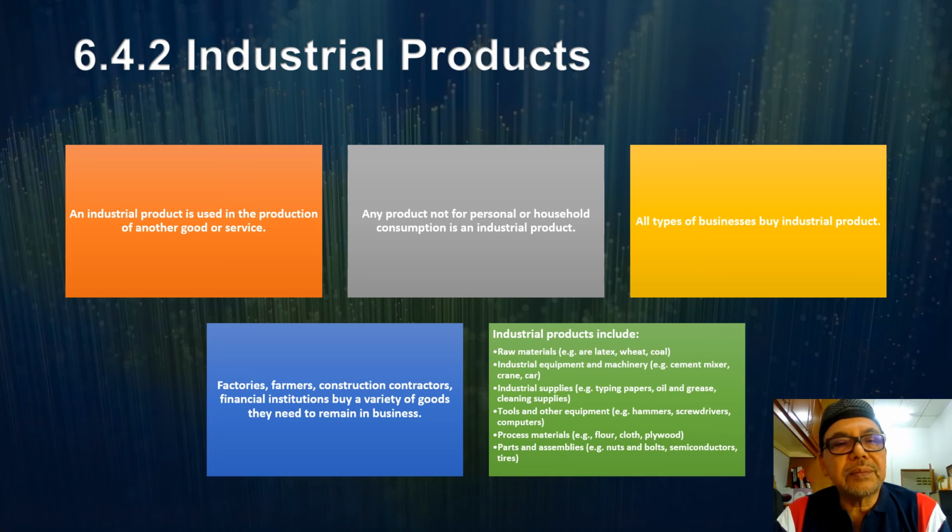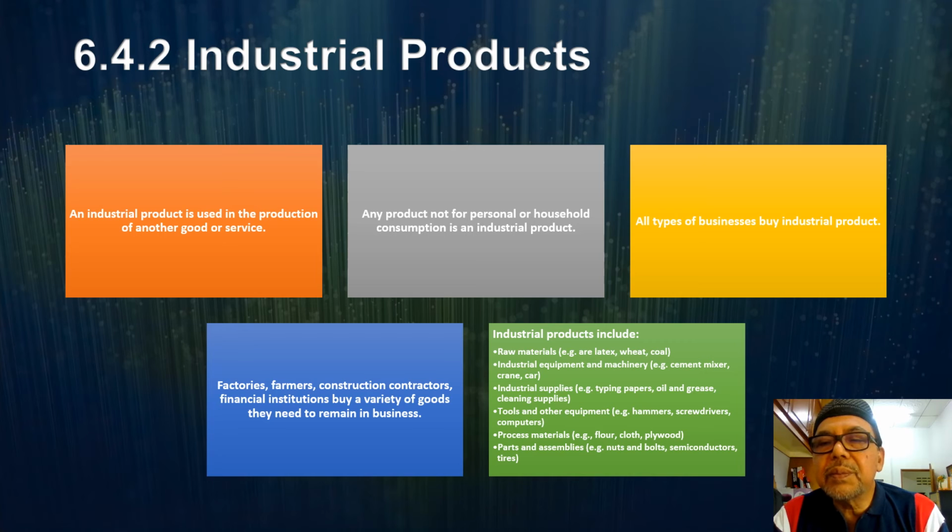So industrial product is used for production, as I said. You buy timber to produce furniture, something like that. So the timber you don't consume yourself. Any product not for personal or household consumption is an industrial product. So understand. Other than that, it's all consumer product.